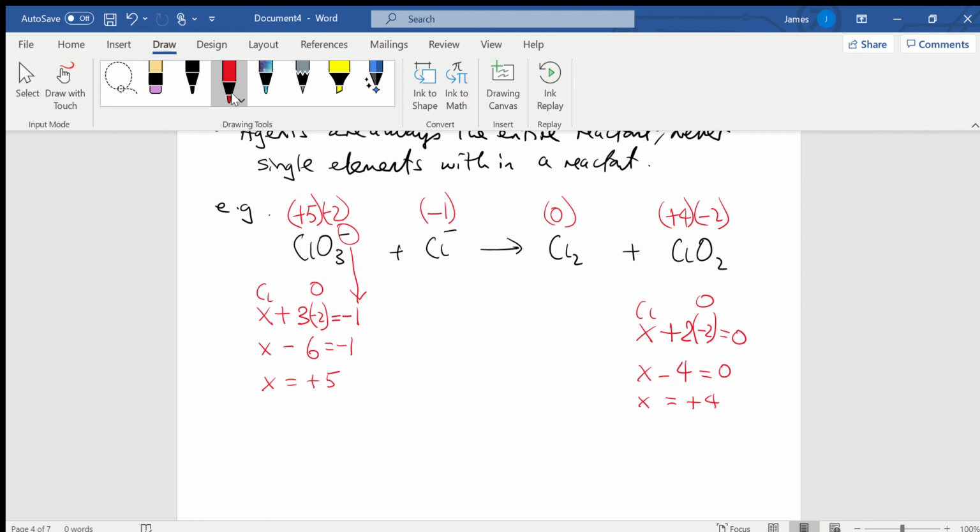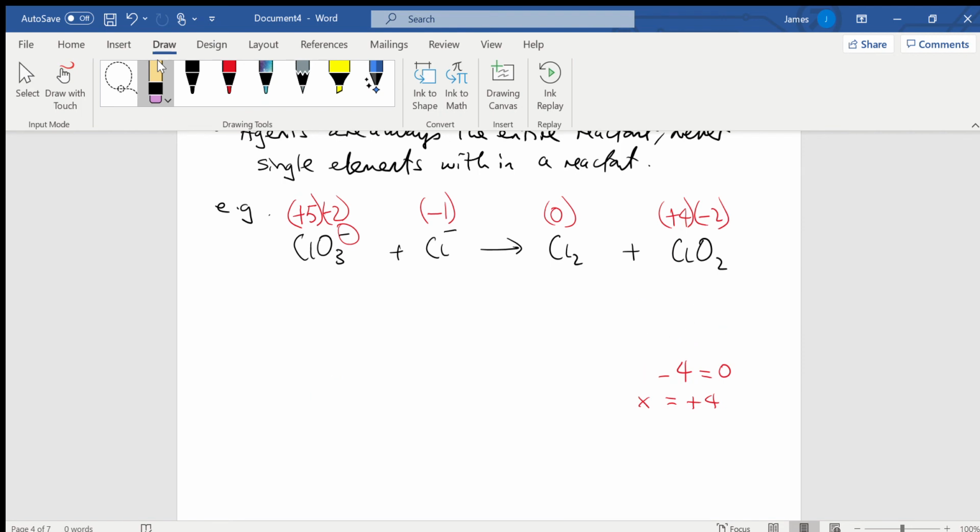Okay, so I'm going to get rid of my scratch work on the video. Just erase that scratch work, because the scratch work was to get us the oxidation states, right? Now let's go on to look at the agents. This is the new skill here. Okay. Do it in red.